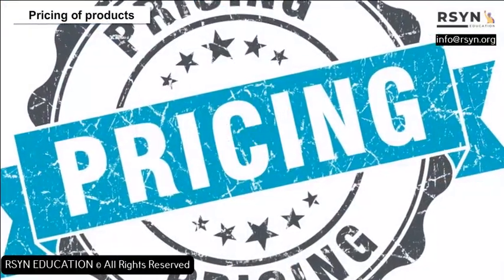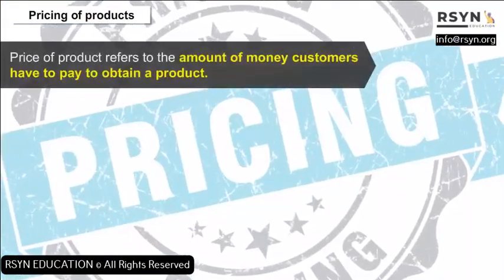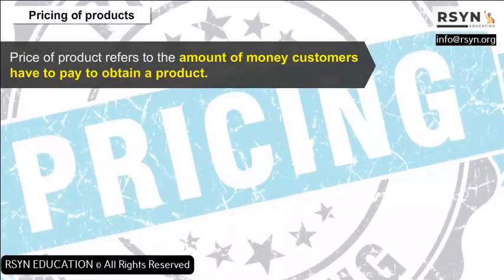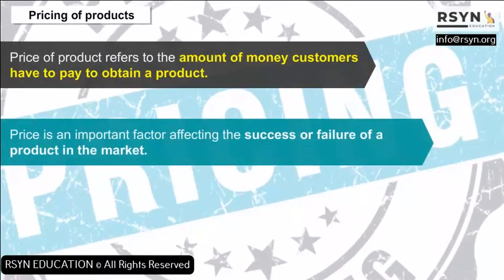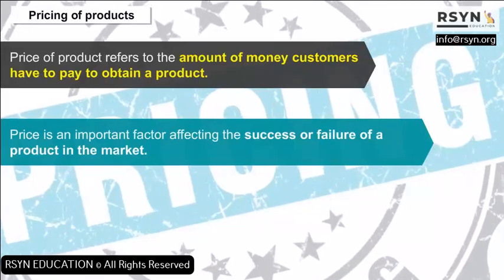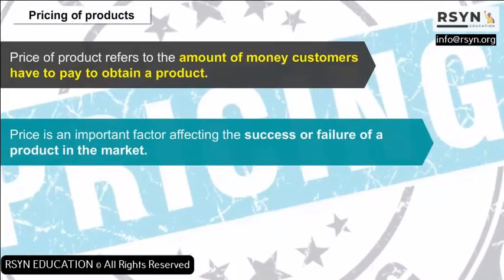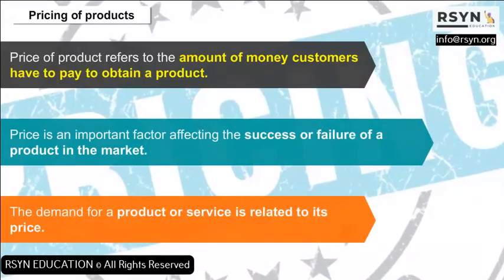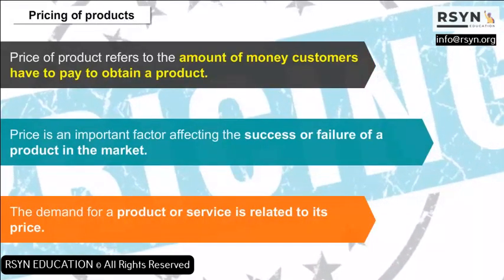Pricing of products. Price of a product refers to the amount of money customers have to pay to obtain a product. Price is an important factor affecting the success or failure of a product in the market. The demand for a product or service is related to its price.